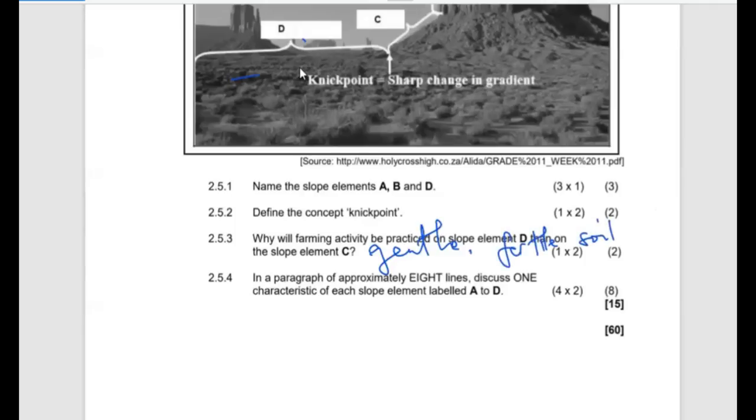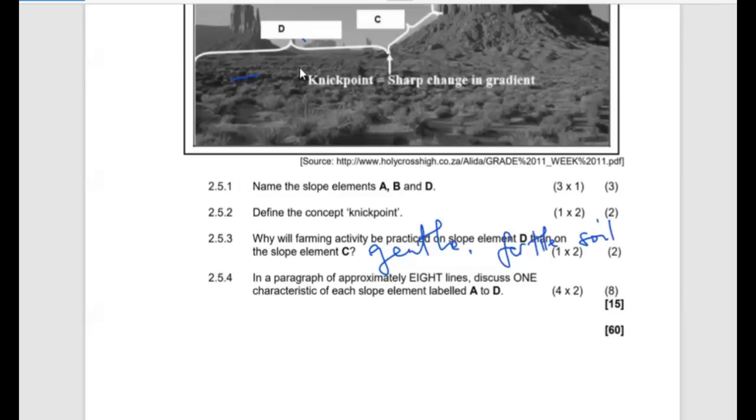Fertile soil, because of weathering taking place on the upper part of the slope, the weathered material is gradually brought down to the pediment, and hence there's fertile soil. And also there are deeper soils there. The soils are deeper, which can support effective farming.